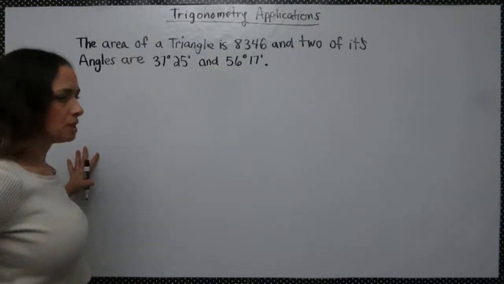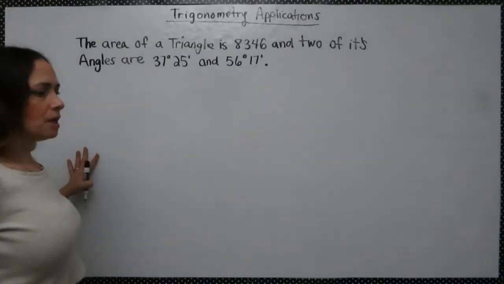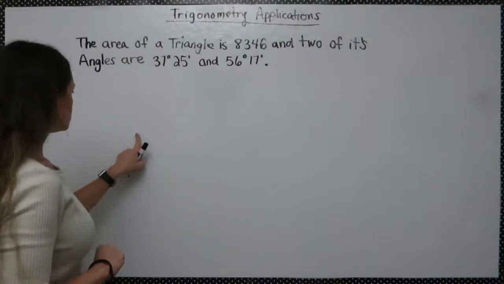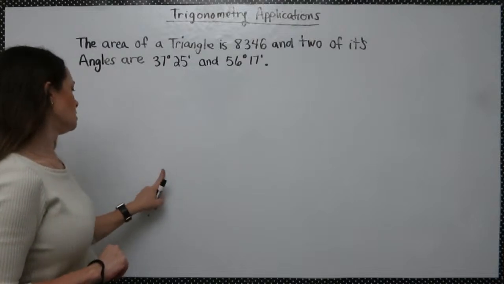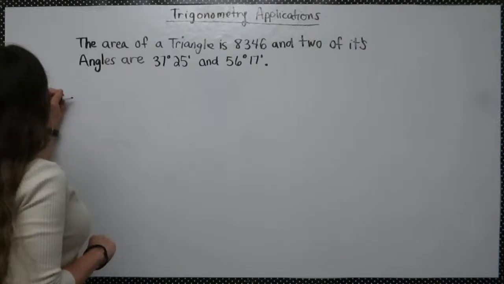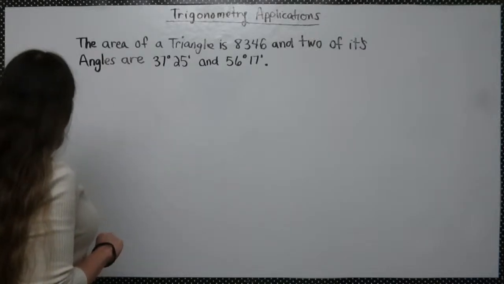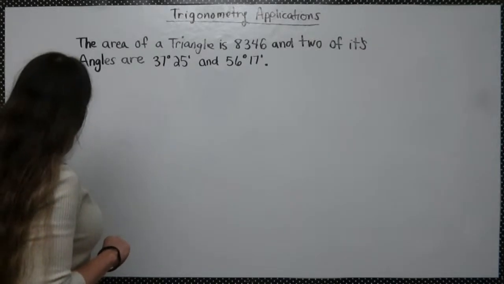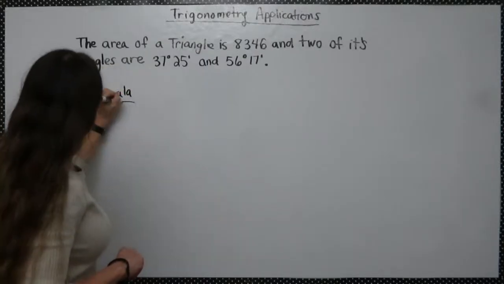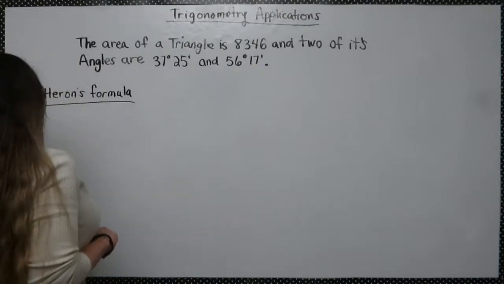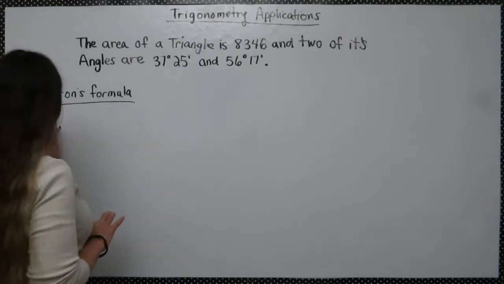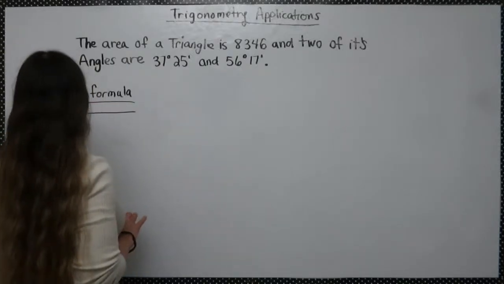But we are going to be using two concepts in trigonometry. One of them is the law of sines, and the other one is this thing called Heron's formula. Heron's formula was derived from the law of sines, and we're going to write it on here. This is generally introduced after the law of sines and law of cosines, and it involves the side lengths.